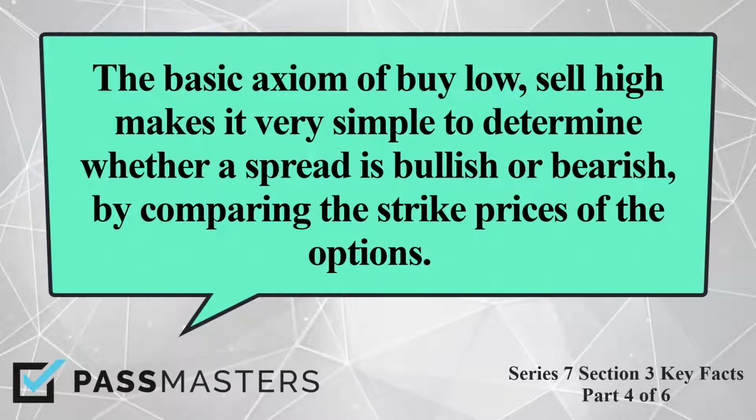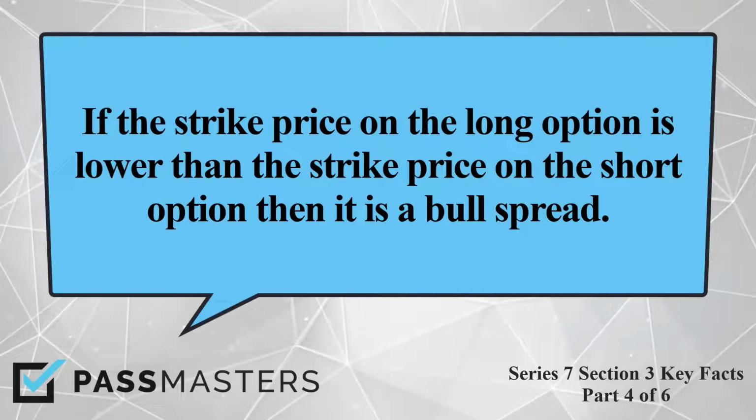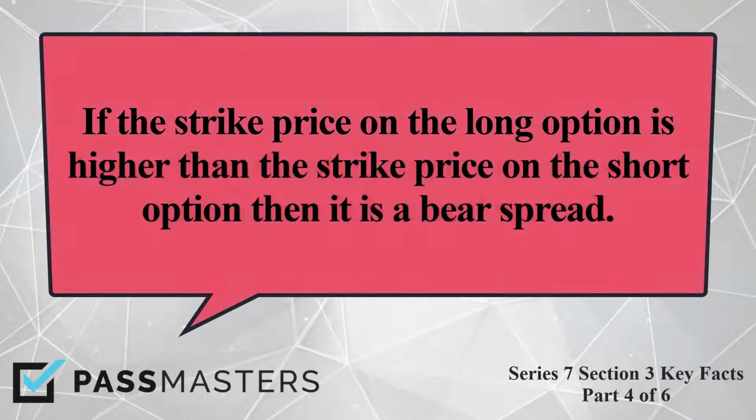The basic axiom of buy low, sell high makes it very simple to determine whether a spread is bullish or bearish by comparing the strike prices of the options. If the strike price on the long option is lower than the strike price on the short option, then it is a bull spread, buy low, sell high. If the strike price on the long option is higher than the strike price on the short option, then it is a bear spread, buy high, sell low.